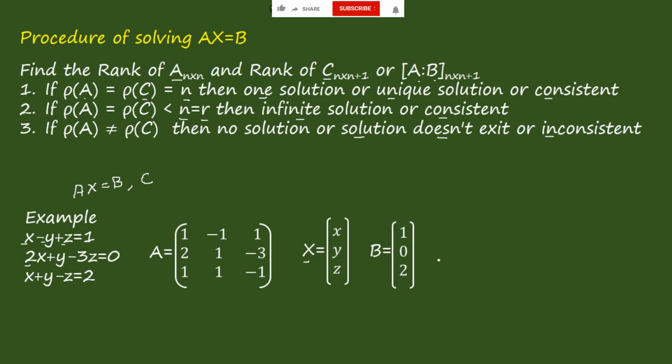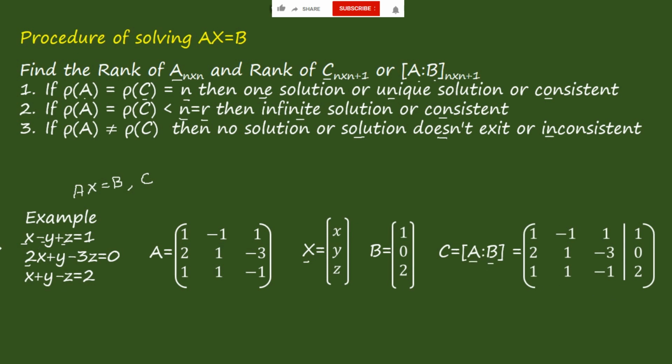Now coming to C, the augmented matrix. It is a combination of the A matrix and B matrix, and we write it in this particular format. If we have a unique solution, then rank of A and rank of C should be equal to n. For infinite solutions, the rank of both A and C should be less than n. And if rank of A and C are not equal, then we say there is no solution. Now we'll be solving one of the problems on it.